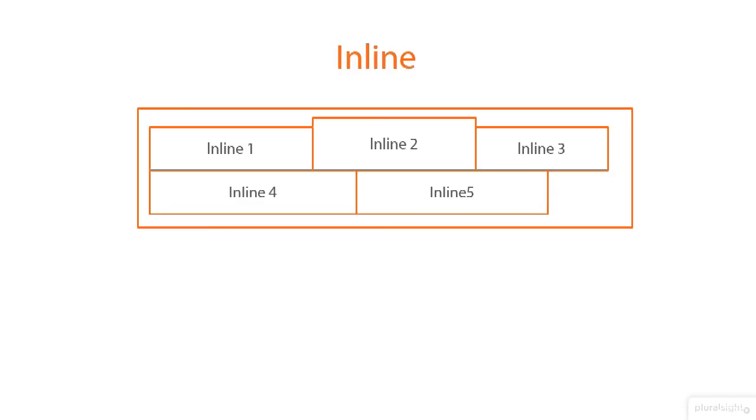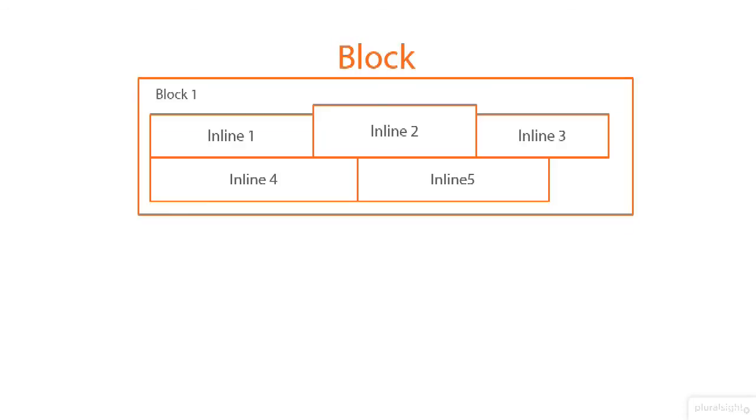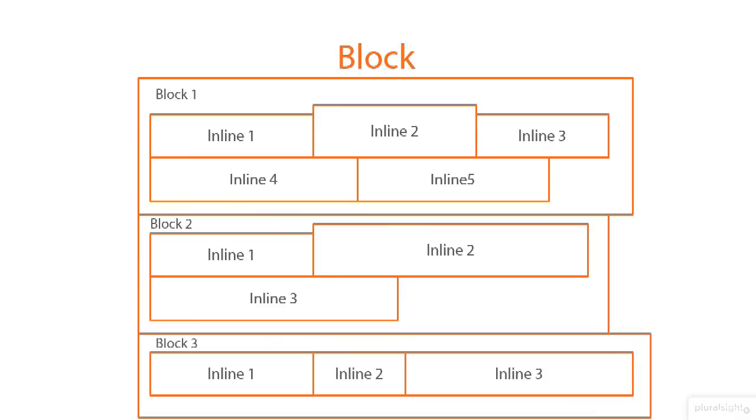To see how they behave, let's take a look at this drawing. The inline elements will place themselves next to each other until they have reached the width of their container. Whenever we create multiple block elements, each containing inlines, the block elements will position themselves below each other. Each will start a new line.